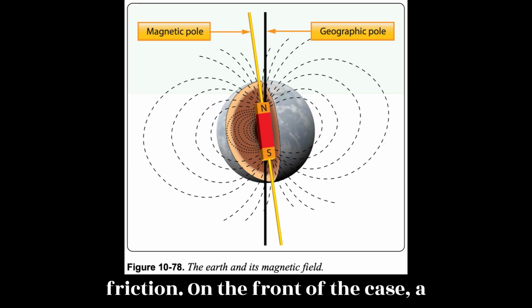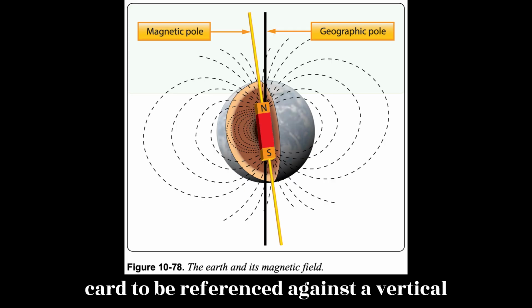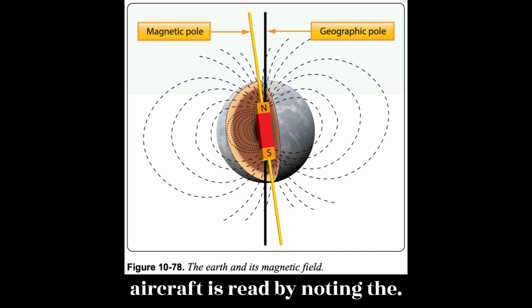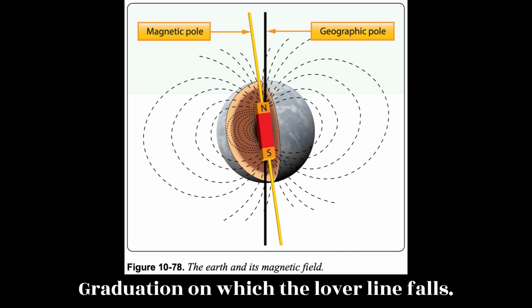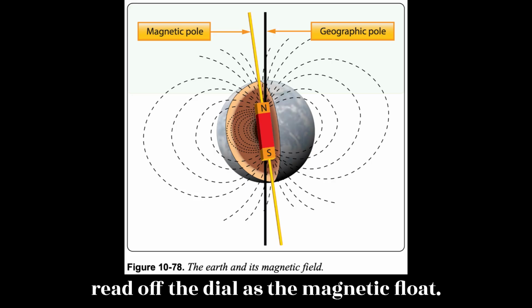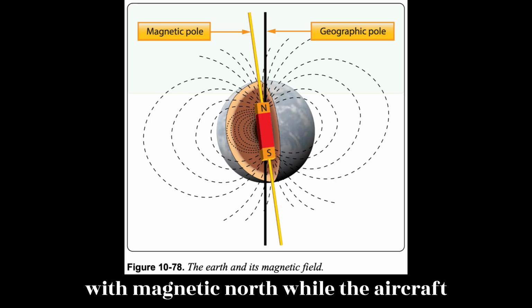On the front of the case, a glass face allows the numerical compass card to be referenced against a vertical lubber line. The magnetic heading of the aircraft is read by noting the graduation on which the lubber line falls. Thus, direction in any of 360 degrees can be read off the dial as the magnetic float compass card assembly holds its alignment with magnetic north, while the aircraft changes direction.